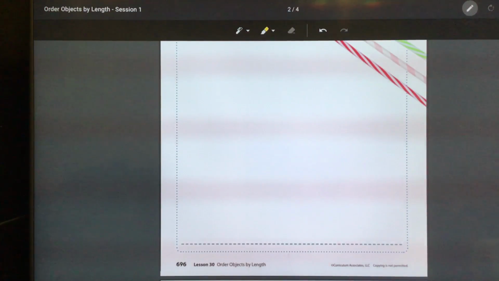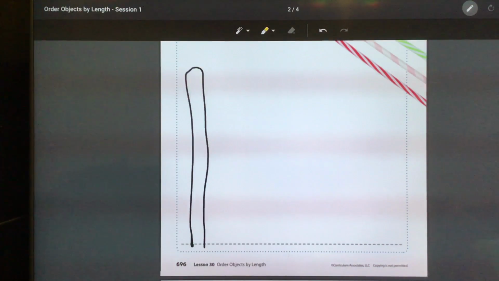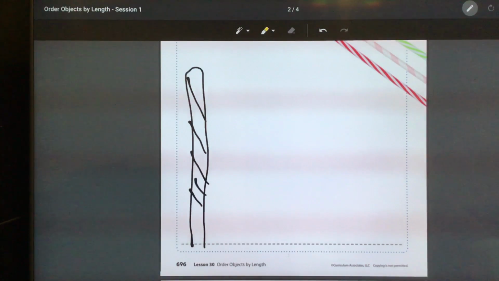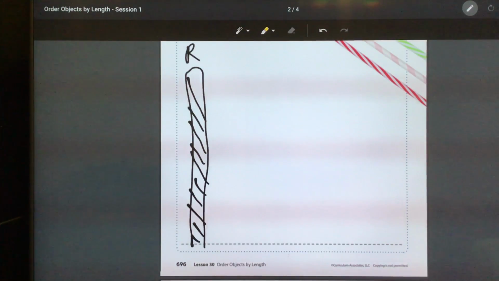So I'm going to start here at the bottom. I'm going to go up. I'm going to kind of make it look a little bit like a straw. And then this one has like the striped lines like this. This is the red one. The red one has like close striped lines, okay? Then the next one is going to be the pink one. I'm actually even going to put an R here so I know that that's the red one. Okay? Then here's the pink one.